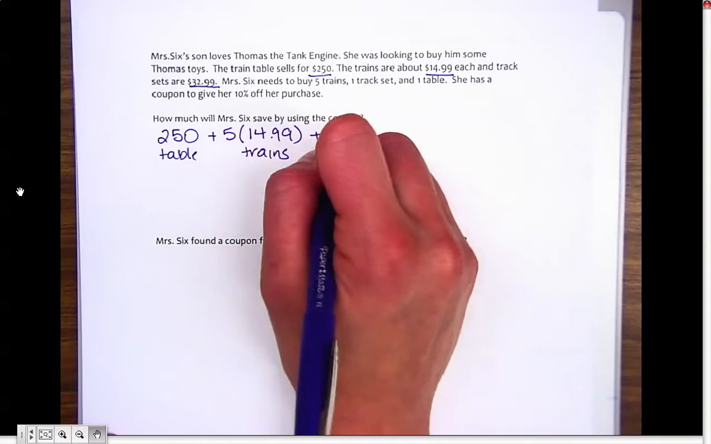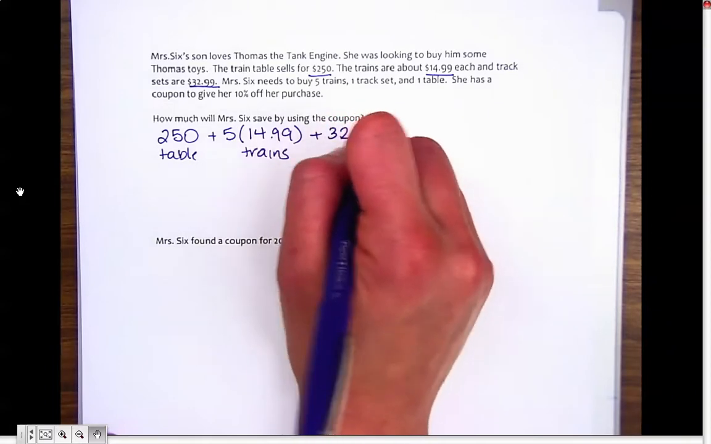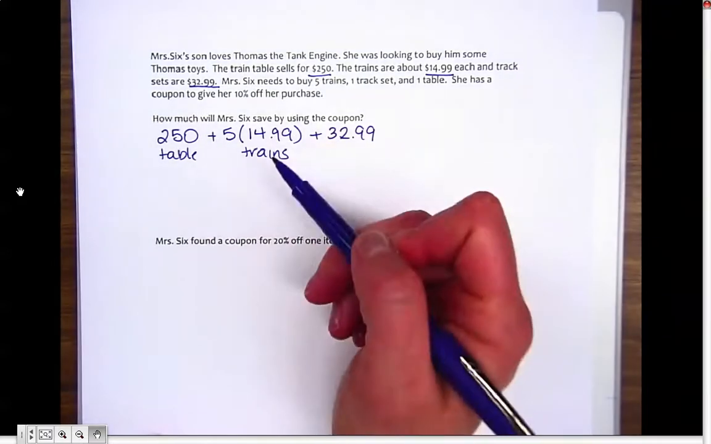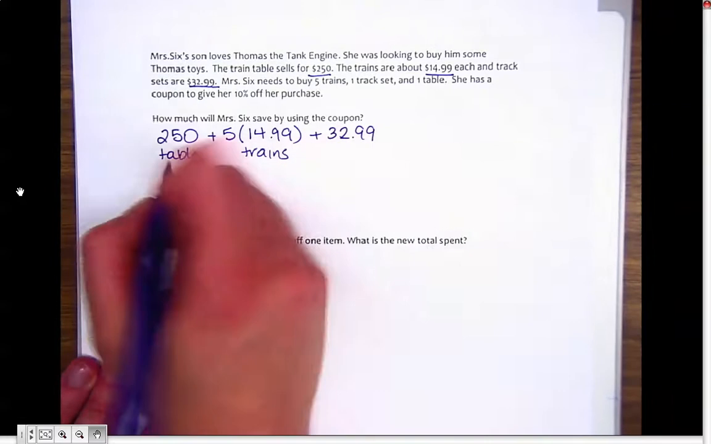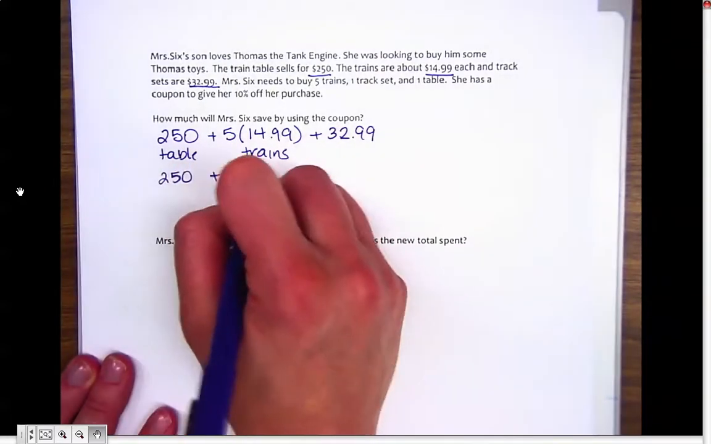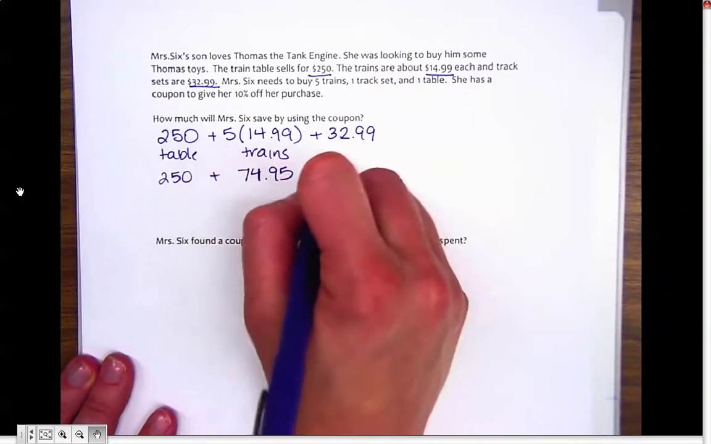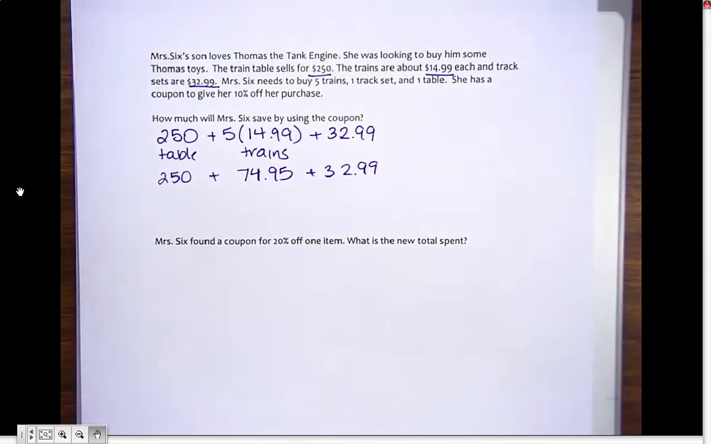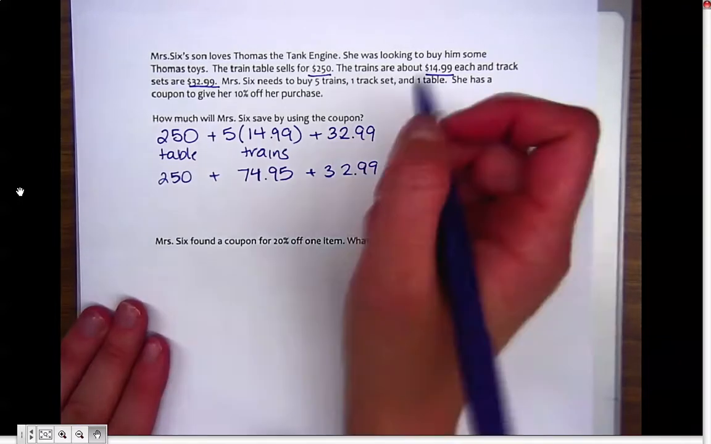And one track set, which is $32.99. Well, order of operations says that I need to multiply before I add. So I'm going to multiply this to find that I'm going to spend a total of $74.95 in just the trains. So now I can add my $250 for the train table and my $32.99 for the tracks.